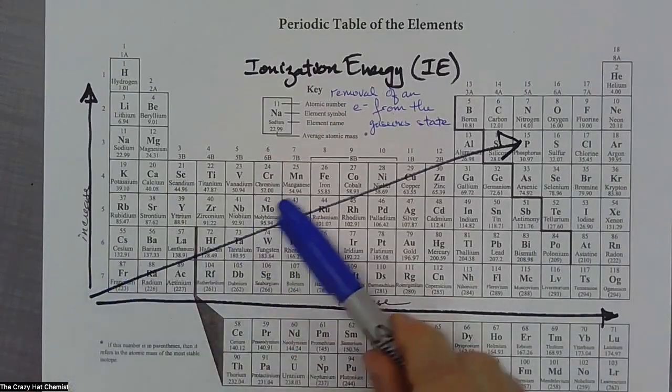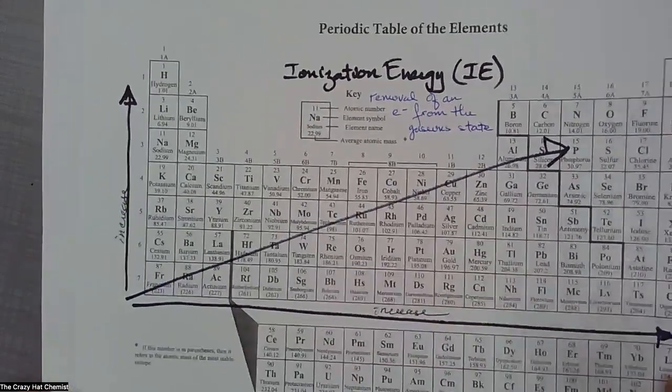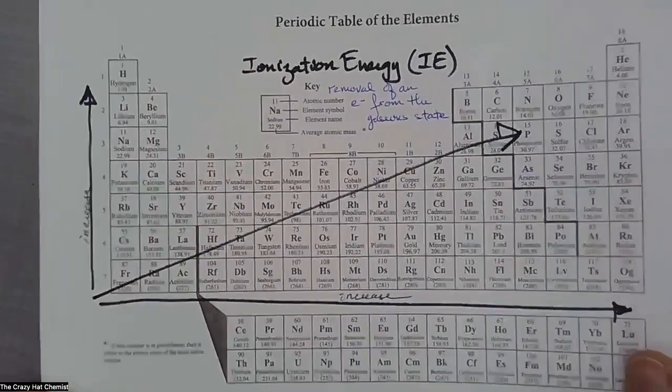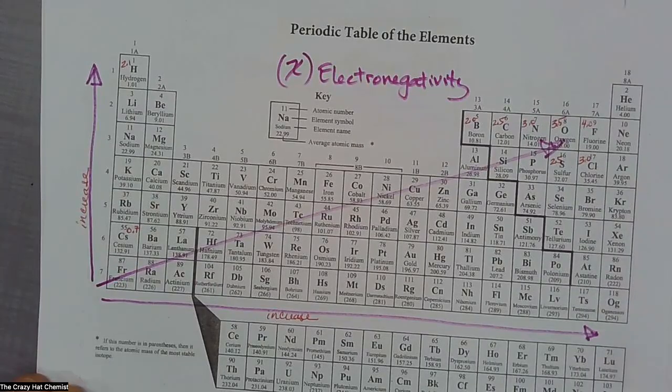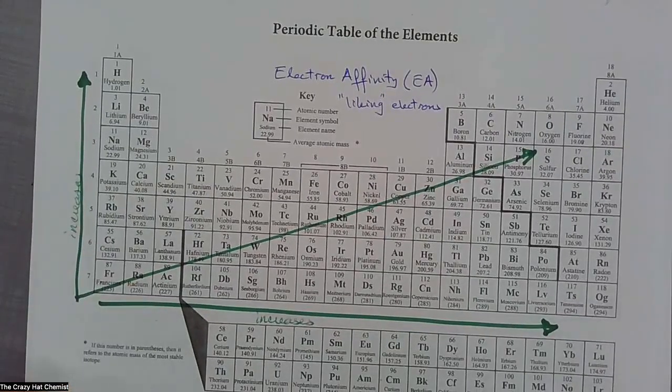And ionization energy, that arrow is going up and to the right. So ionization energy, electronegativity, and electron affinity all follow the same trend, although they are different things, they do follow the same trend. All right, so let's peel those away, and then we need to do the next periodic table here.